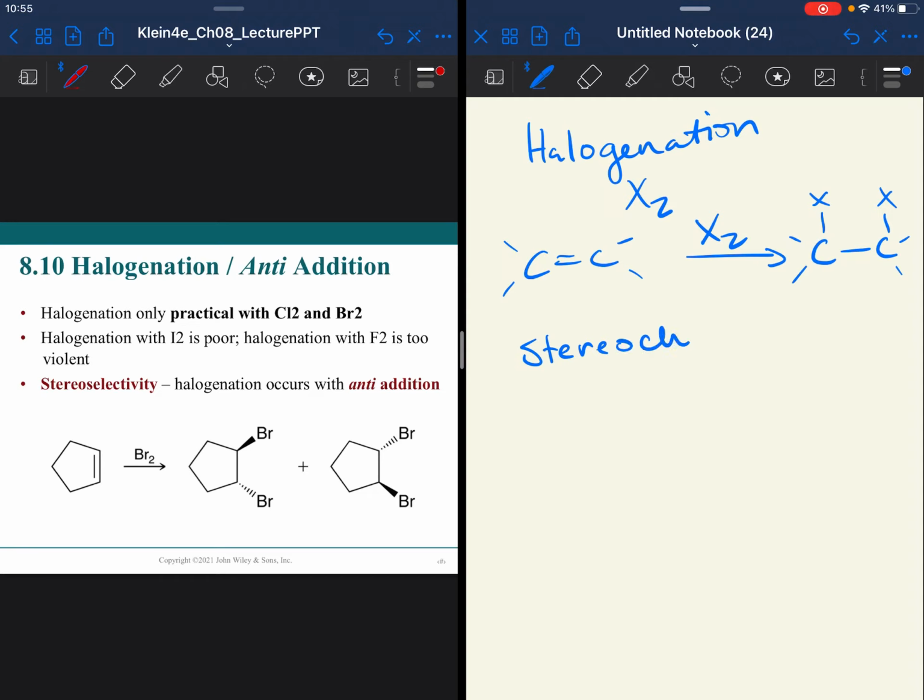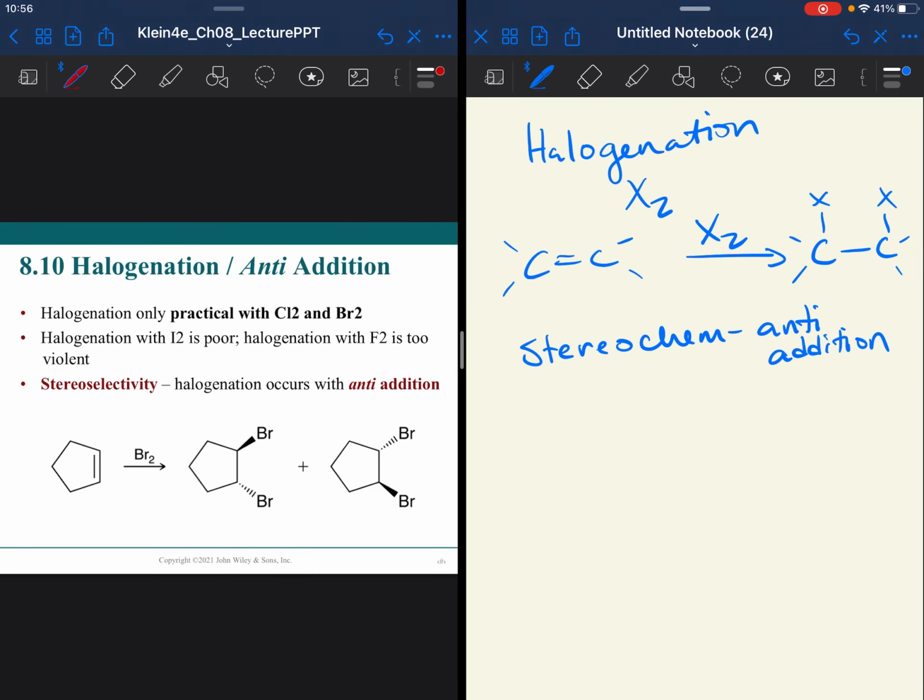So this is our first example of a reaction where the stereochemistry is not syn, it's anti. So instead of going to the same side, the halogens are going to go to opposite sides. Now, this is a single bond, so it can rotate, but if it confuses you, you can always put the X down here so it's more obvious. They go to opposite sides of that double bond. So it is stereoselective.